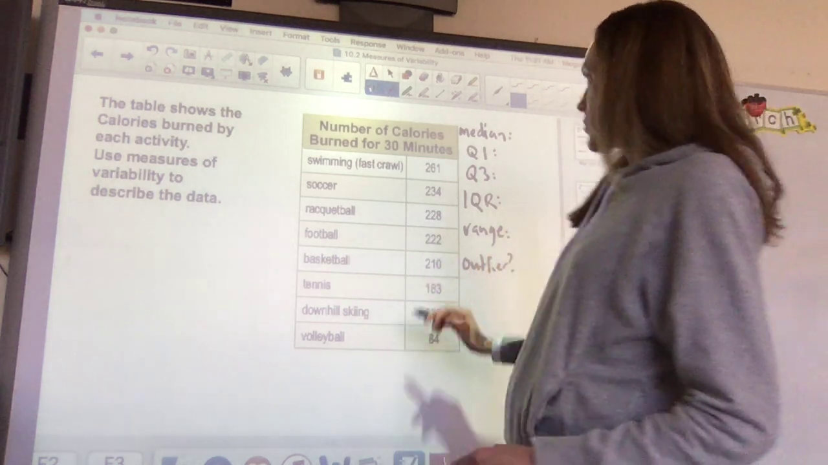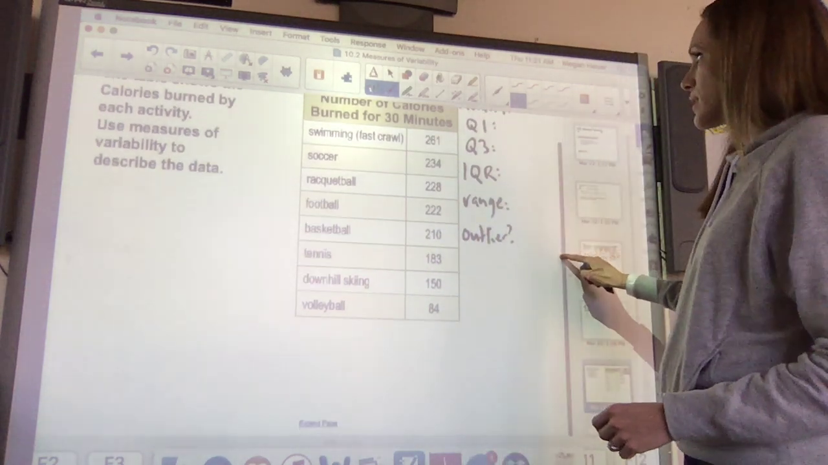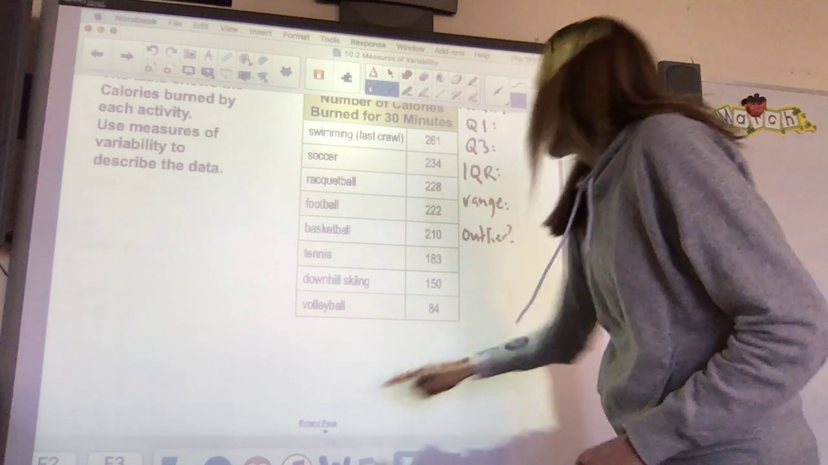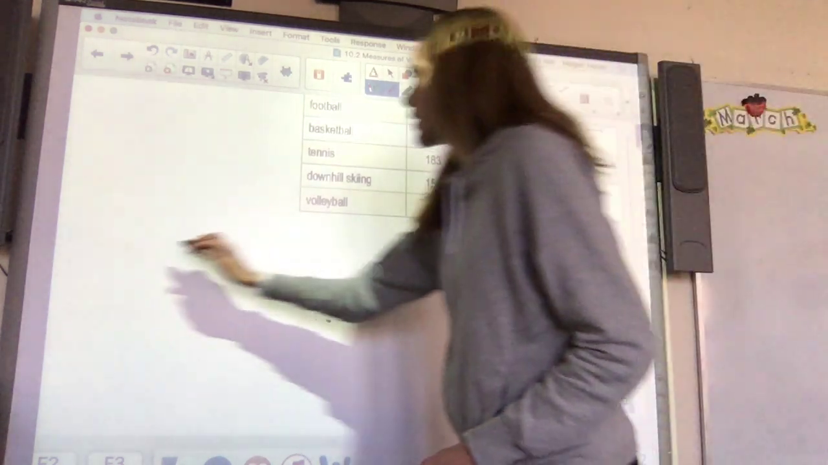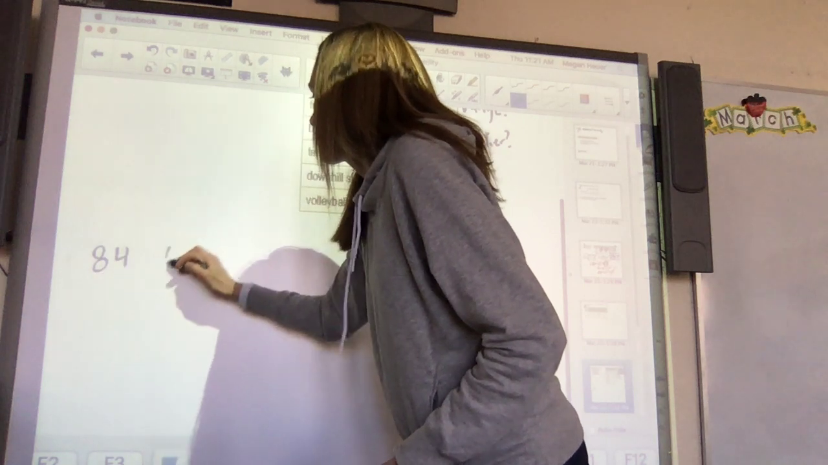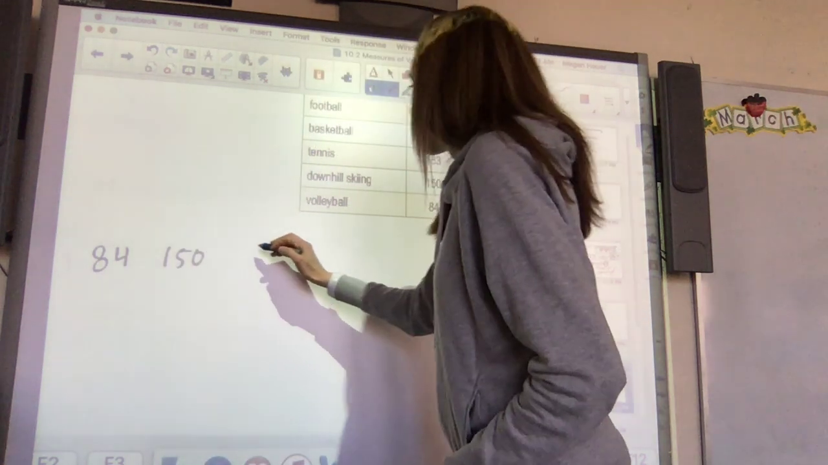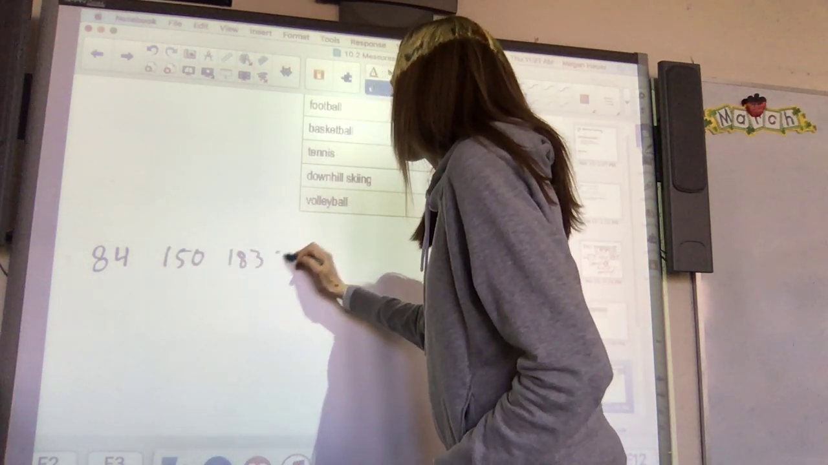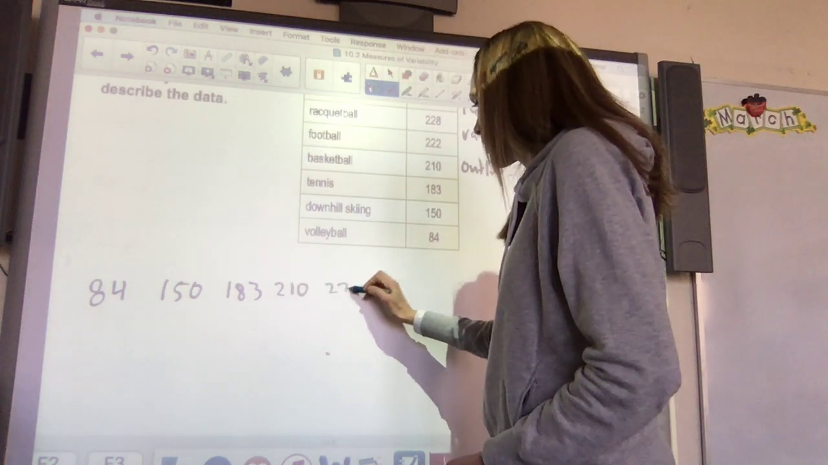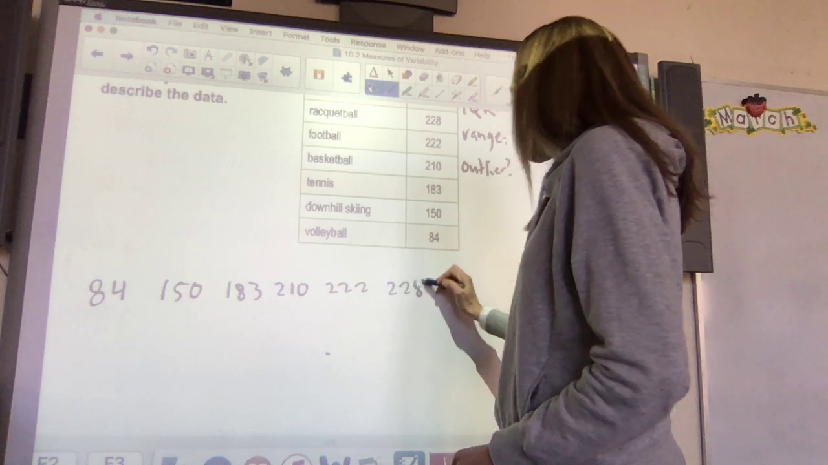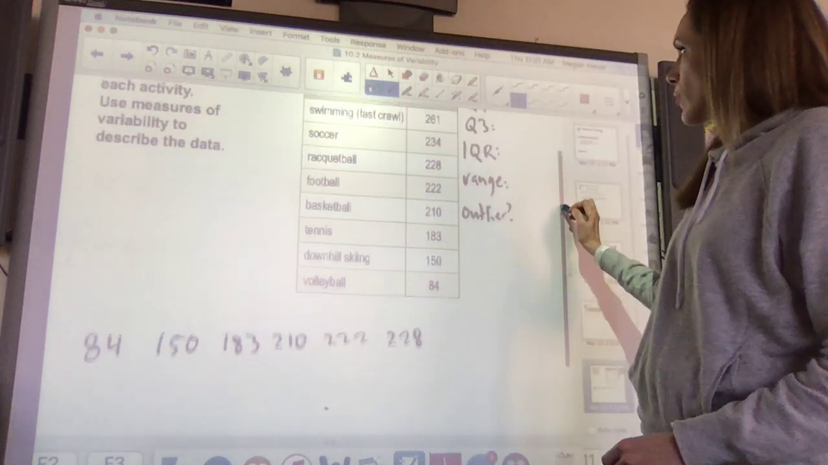So we're going to organize those from least to greatest. I'm going to move this down a little bit. Move this here. So we have 84, 150, 183, 210, 222, 228, 234, and 261.